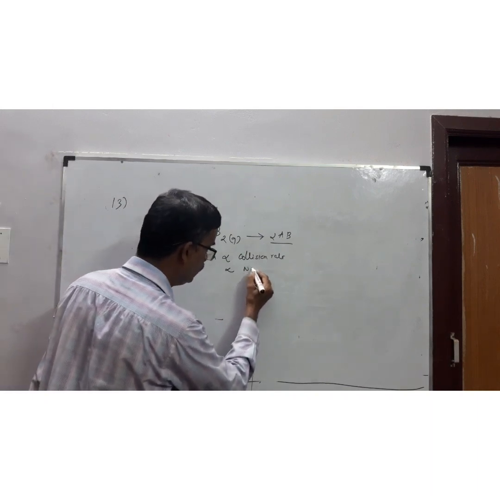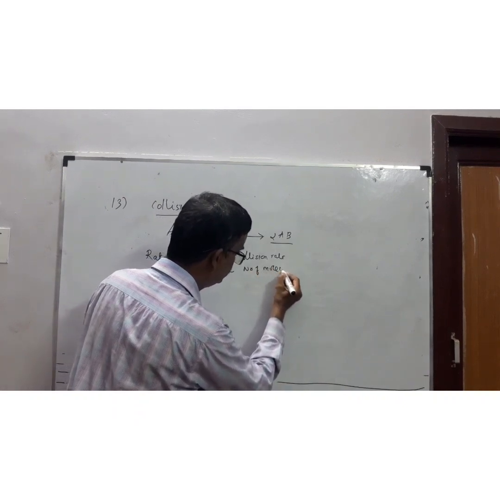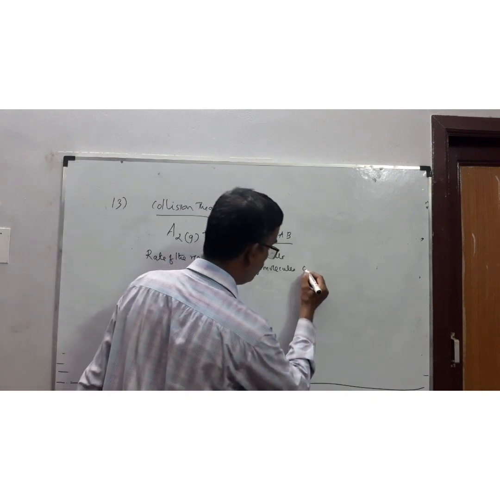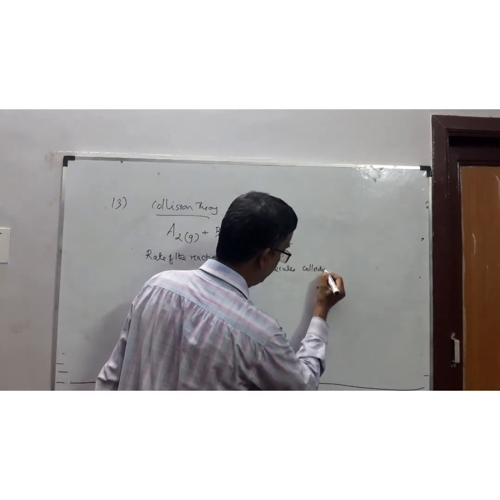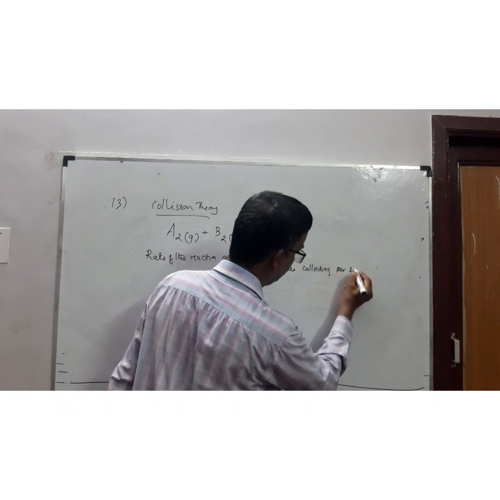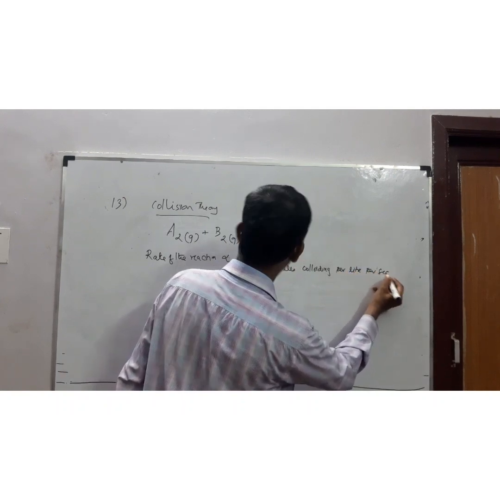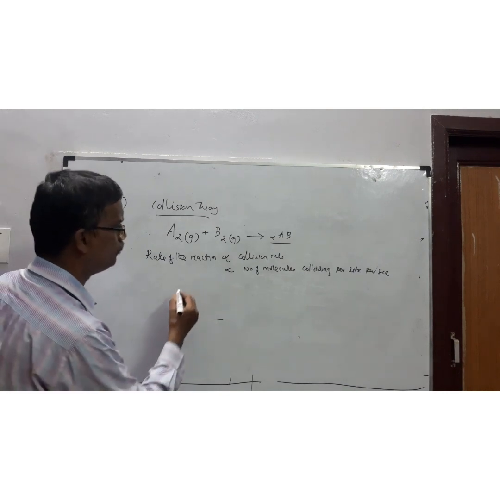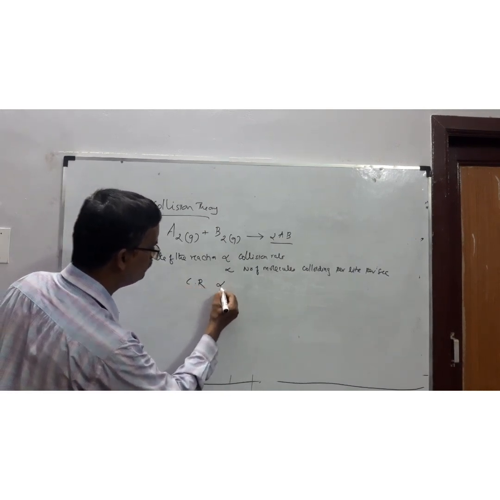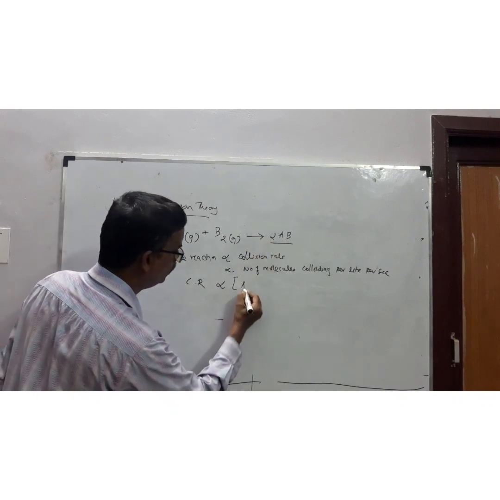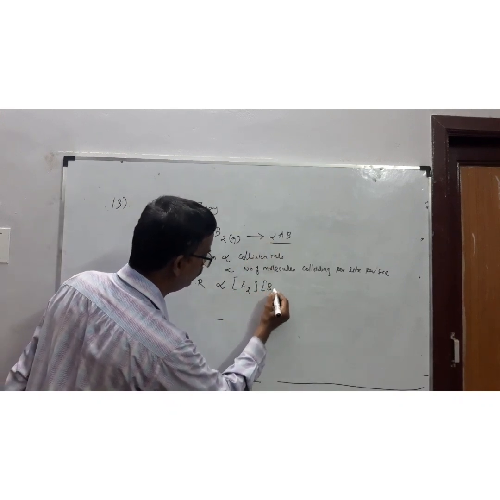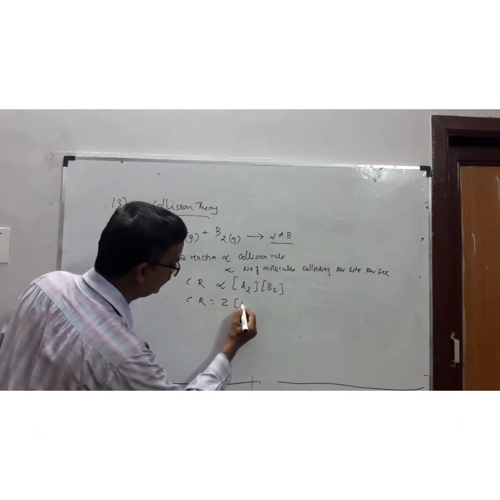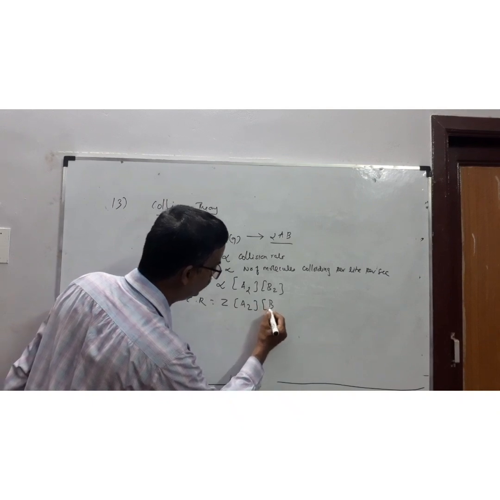Collision rate means the number of molecules colliding per liter per second. அப்போ rate is directly proportional to collision rate. The collision rate is directly proportional to the concentration of A2 and B2. Collision rate equals Z into A2 into B2.